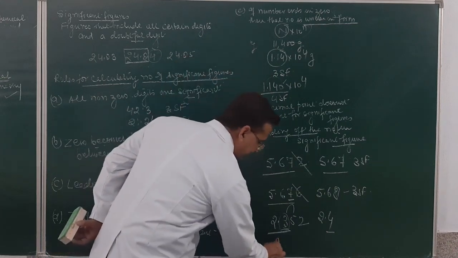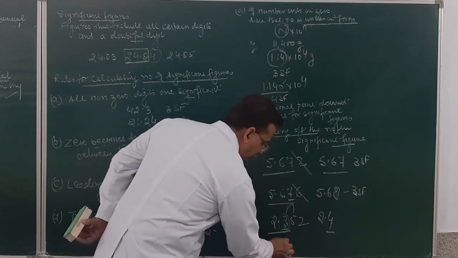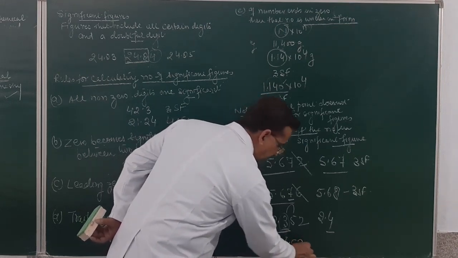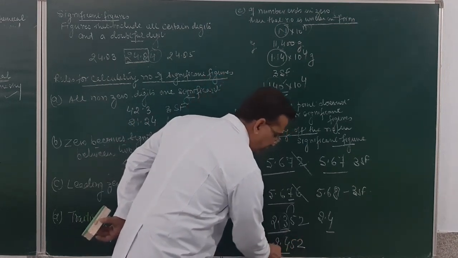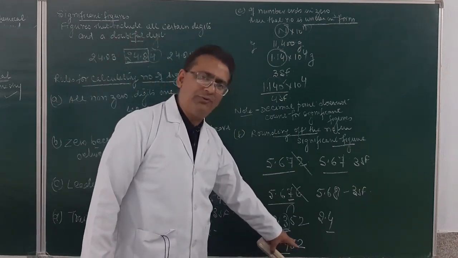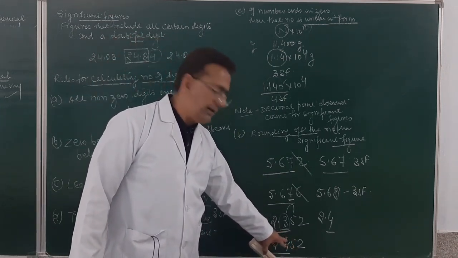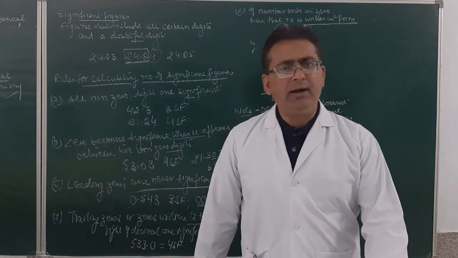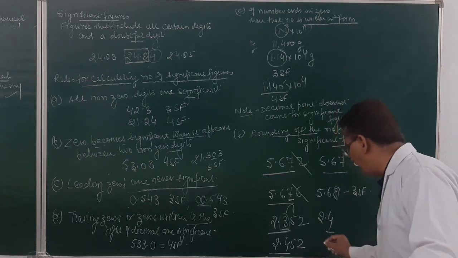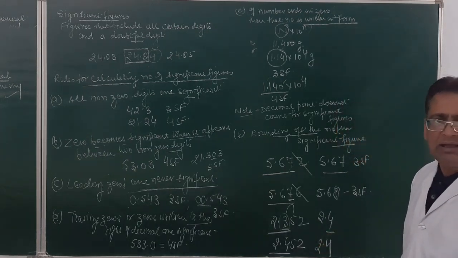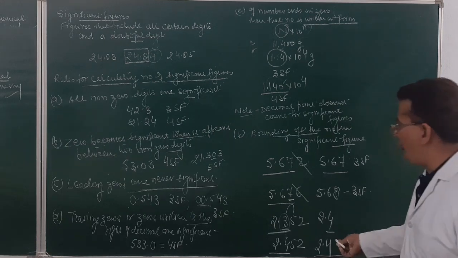If the number is 2.452, here again I want to report the answer to 2 significant figures. The last number to be retained is followed by 5, but this is an even number. So, in the case of an even number, the number will remain unchanged. So, the answer will be reported as 2.4. Am I clear, student? So, this is how rounding off is to be done.